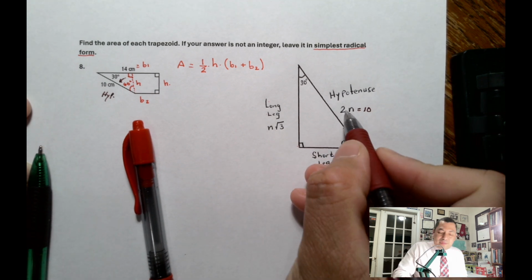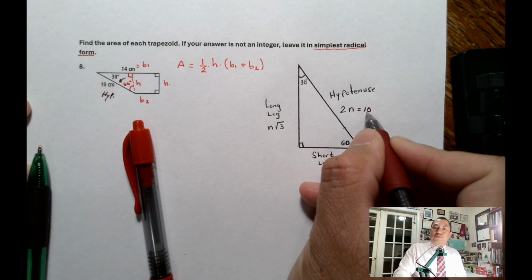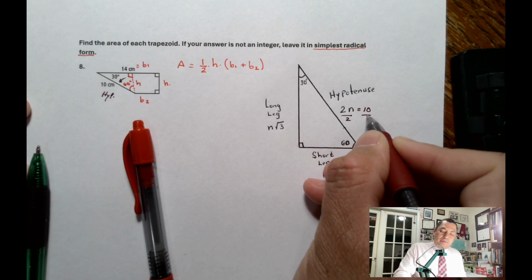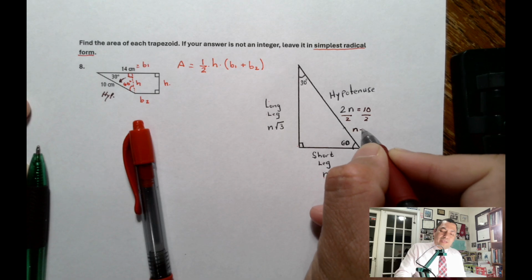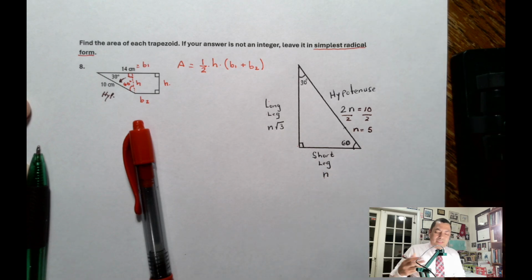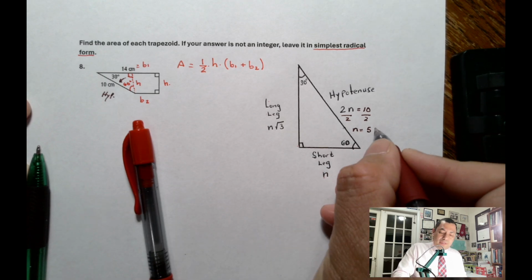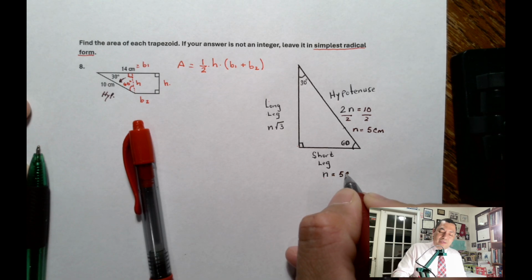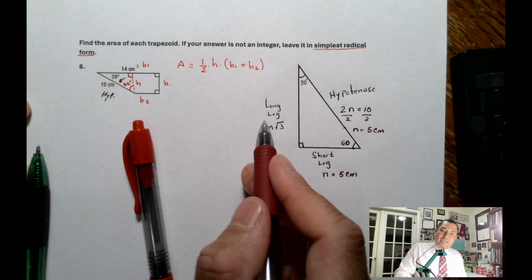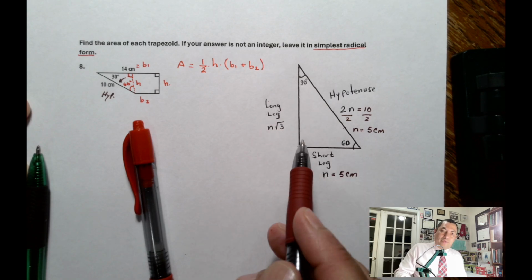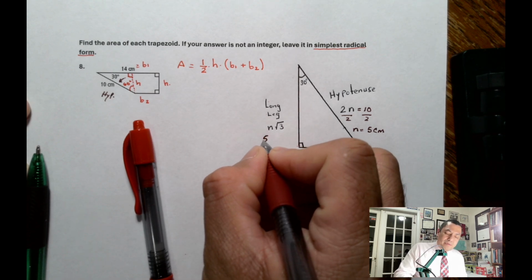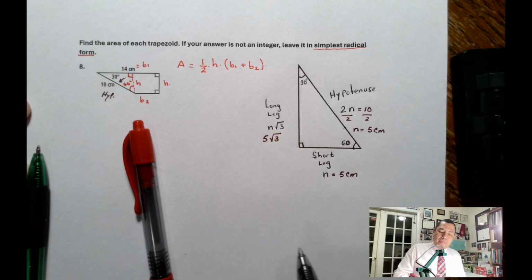Now I'm going to solve this equation. You have 2n equals 10. So what is the value of n? Let's divide by 2. So n is equal to 5. In this case, remember that the units are centimeters. So this n is 5 centimeters. This long leg between the 90 degrees and the 30 degree angle is 5 square root of 3. And those are the values of my triangle.